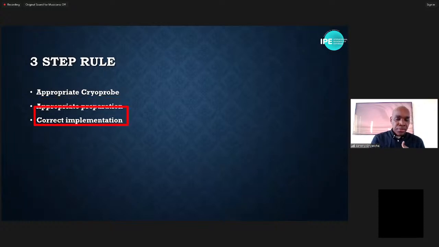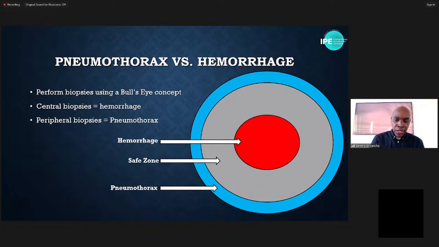So now, the biggest part of my talk is the implementation, because I think that's what we're all interested in. What do I do when I get started? What's the most important thing? What do I have to look out for?